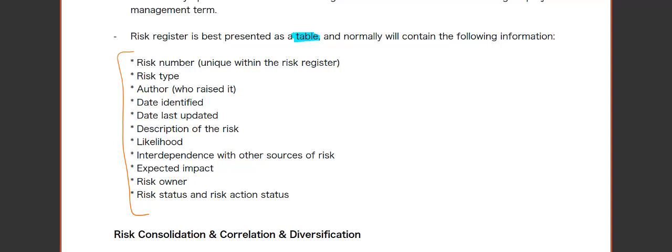So in the risk register, you normally have a risk number. A risk number is basically like a code, okay, a code. The reason why we need to give a risk a code is because when you want to communicate with anyone, it's actually easier. Now I just give you an example.